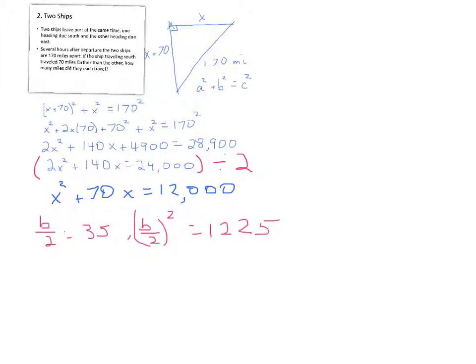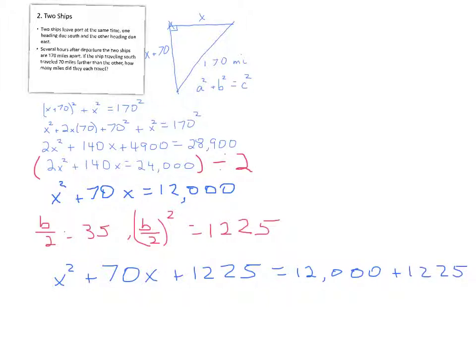So we add 1225 to both sides, and we get x squared plus 70x plus 1225 equals 12,000 plus 1225. And because of our b over 2 and b over 2 squared calculations, we know that the left side is a perfect square trinomial that factors to be x plus b over 2, which is 35, all of that squared. And on the right, we have 13,225.